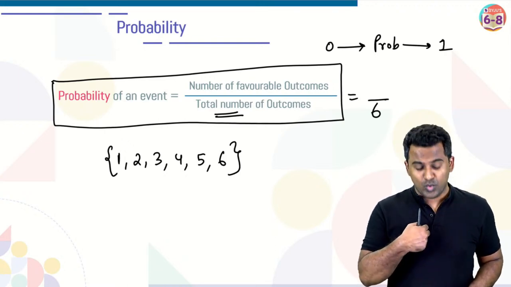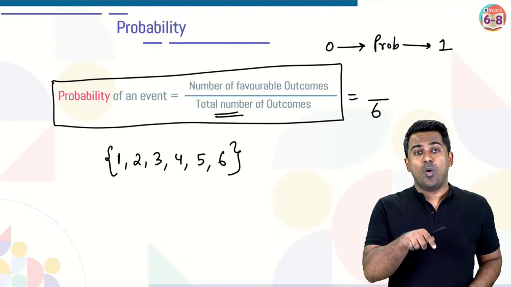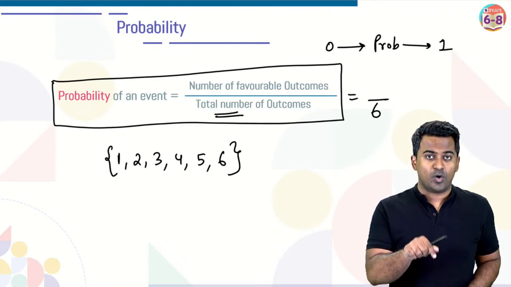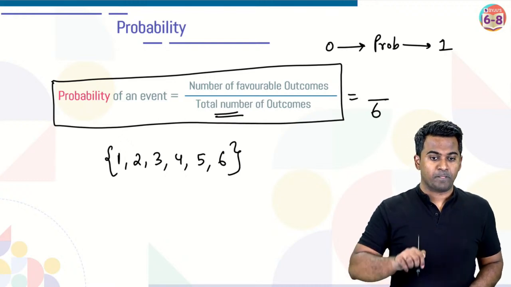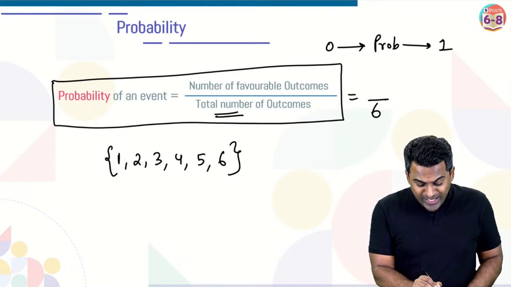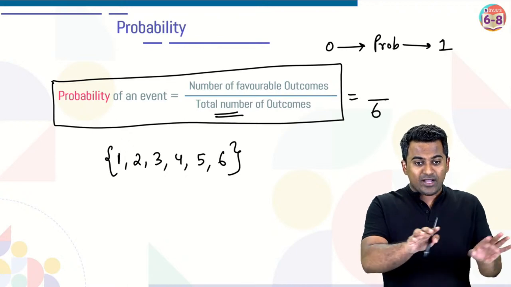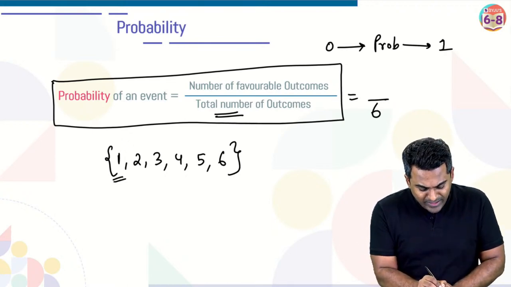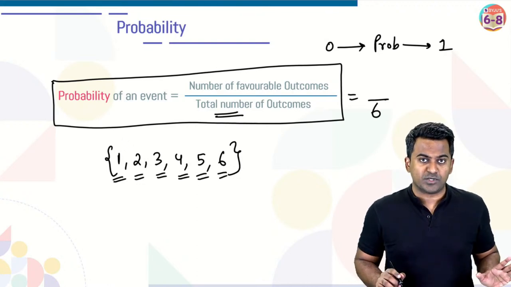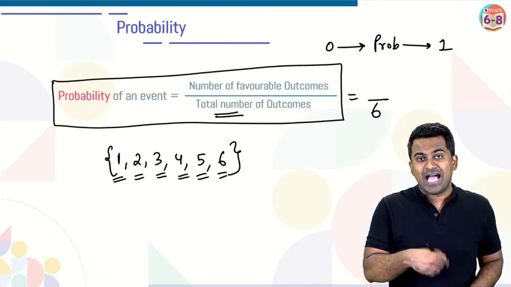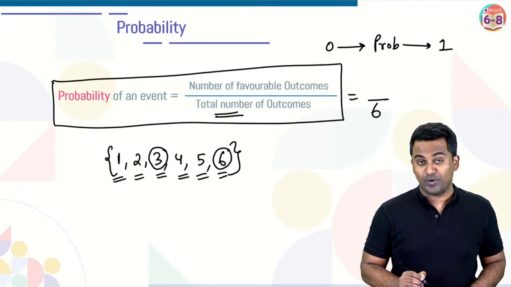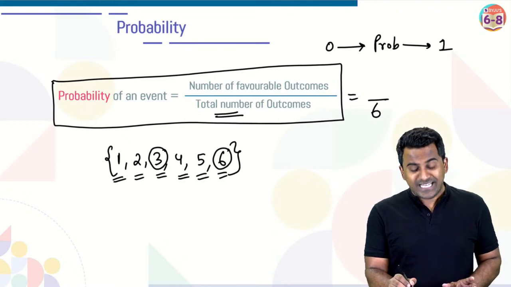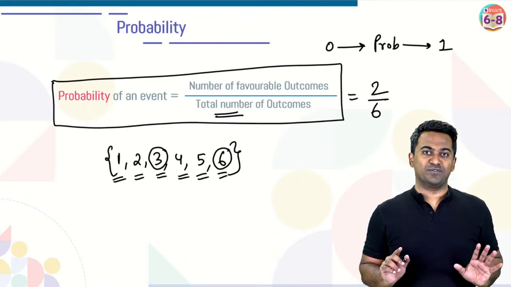So I am asking you, when you're throwing a dice, what is the probability, or what is the chance, of you getting a multiple of 3? Only these 6 numbers are possible. Either you get a 1 or a 2 or a 3 or a 4 or a 5 or a 6. No other number is possible. Out of these 6, how many are multiples of 3? This is a multiple of 3 and this is a multiple of 3, right? So out of 6, only 2 are multiples of 3.